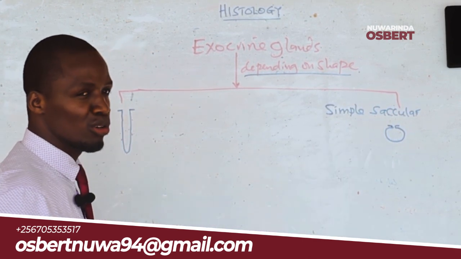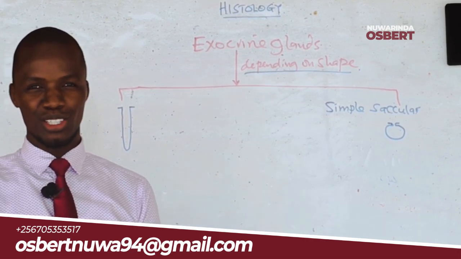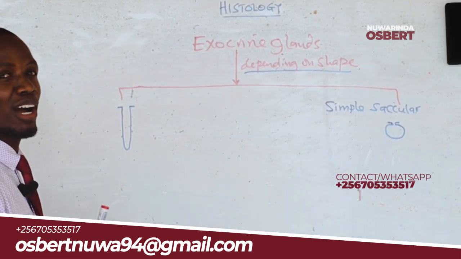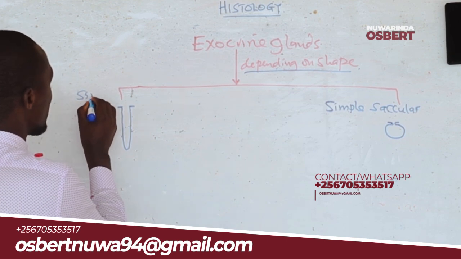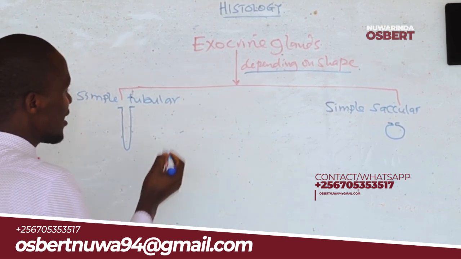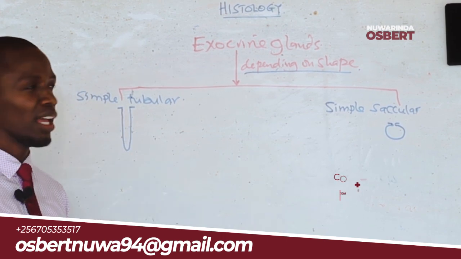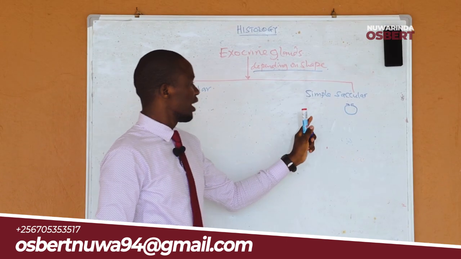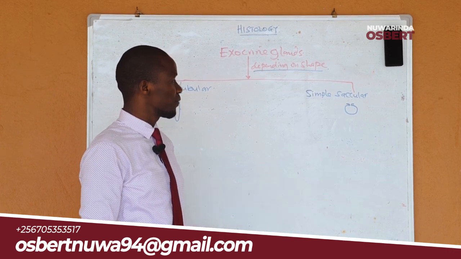Now this one which is like a tube, I think you can now know what it is called. Because it's like a tube, we can call it simple, but what? Tubular. It is in the form of a tube. Now we are saying that apart from this, we have another situation.